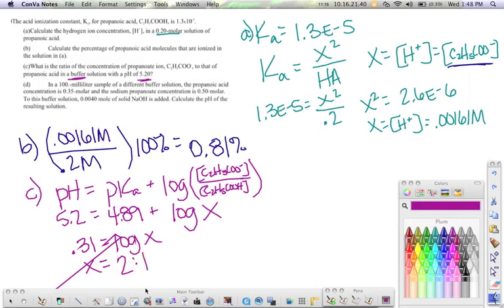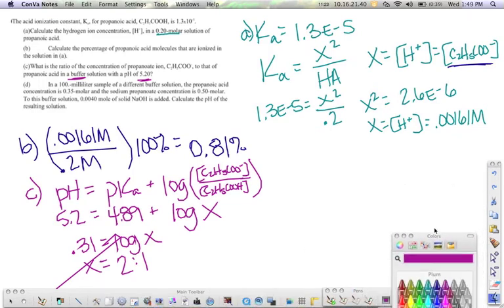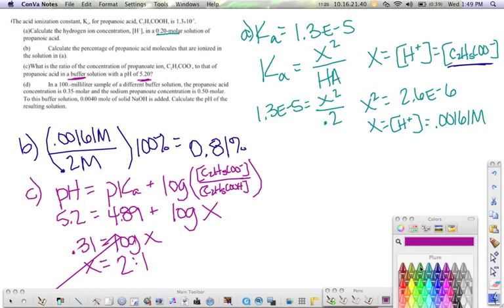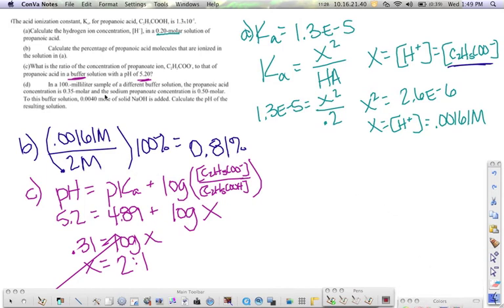So there's your ratio. And then D, last but not least. Let's do some red. A 100 ml sample, different buffer solution, propanoic acid is 0.35 molar, sodium propanoate concentration is 0.5 molar. To this buffer solution, that much solid NaOH is added. Calculate the pH. Well, we have our buffer, and then we added sodium hydroxide to it. So that means we had a reaction occur.